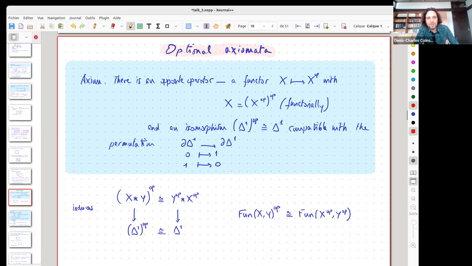So an axiom would be to introduce an opposite operator. So just an involution, which you call op. And you ask that if you do it twice, you get the identity. Of course, it should be functorial. Yeah? And here we are at the level of the tribe. And the condition is that there should be an isomorphism between the op of the interval and the interval itself. And this should exchange the initial object and the terminal object. And the point is that once you have this isomorphism, you can extend it using the universal property of the join. It extends uniquely into an equivalence like that, functorially in X and Y. And it's also not very difficult to have this kind of formula.